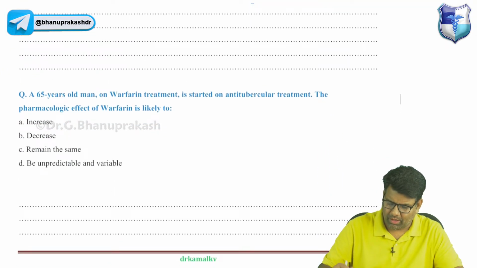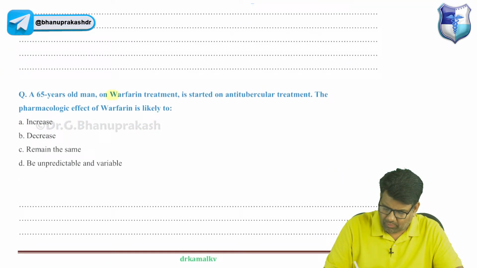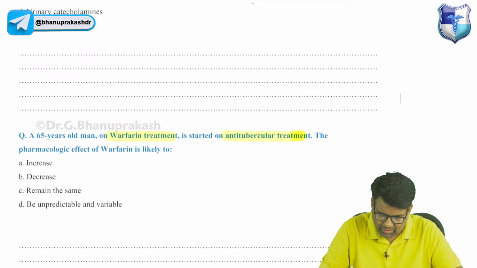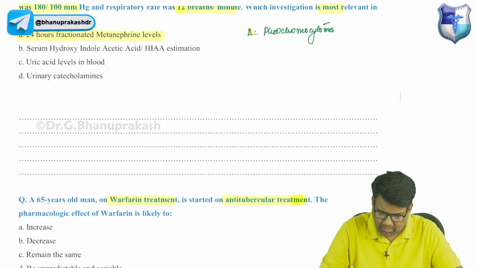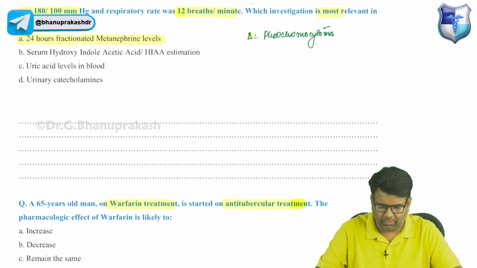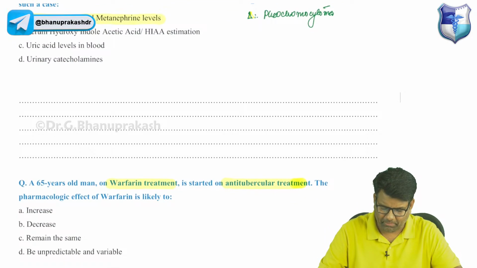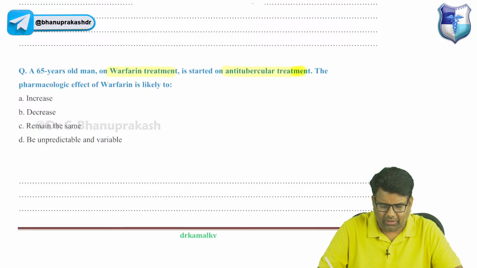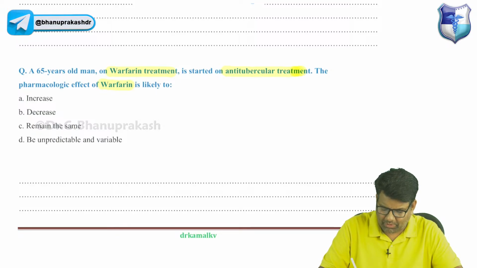Now, person was on warfarin treatment. Now he's also started on ATT. Yes, catecholamines can be done, but this is a little better. The metabolic byproducts. A is a little better than D. Yes, it can be done, but A is better than D. A person is on warfarin and he was started on ATT. What will happen to the effects of warfarin?